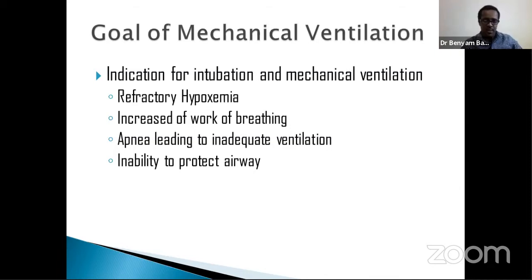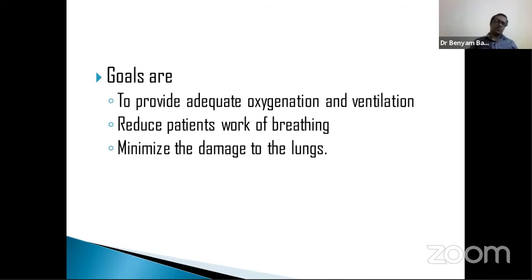So let's say we put him on a mechanical ventilator. What's our goal? What are we trying to achieve when we put someone on a ventilator? Basically, we are trying to provide adequate oxygenation and ventilation, removal of carbon dioxide from the bloodstream. And the other thing is to reduce the patient's work of breathing. So the patient does not actually have to do the work of breathing. The patient will be sedated and the mechanical ventilator does all the breathing for the patient. The other one is minimizing damage to the lung. Our goals are to minimize the damage to the lung, be it due to the underlying issue or due to the mechanical ventilator. We need to minimize the lung injury. So those are our main goals when we put someone on a ventilator.